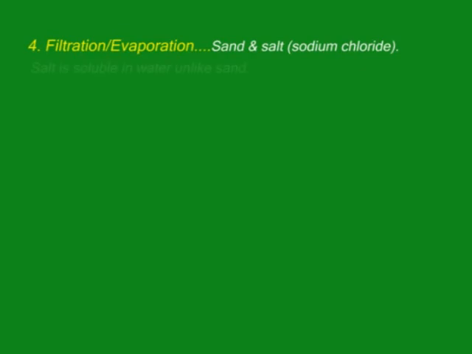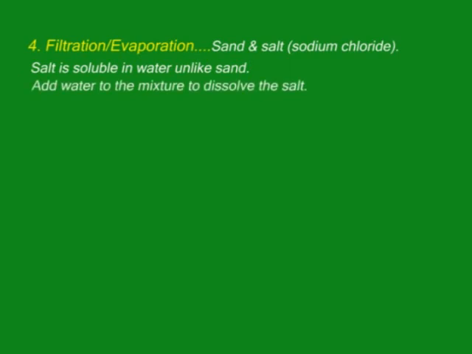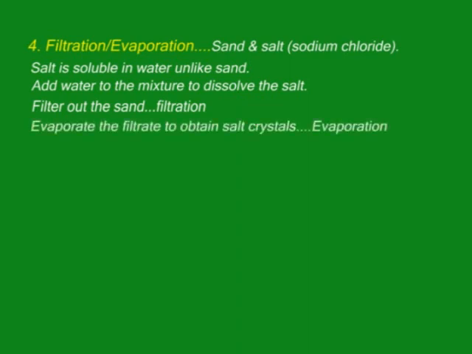However, we know that sodium chloride is soluble in water but sand is not. Therefore, we can add water to the mixture to dissolve sodium chloride. We then filter out the sand particles through filtration. The filtrate will be sodium chloride solution, and if we evaporate the solution, we will be left with the salt.